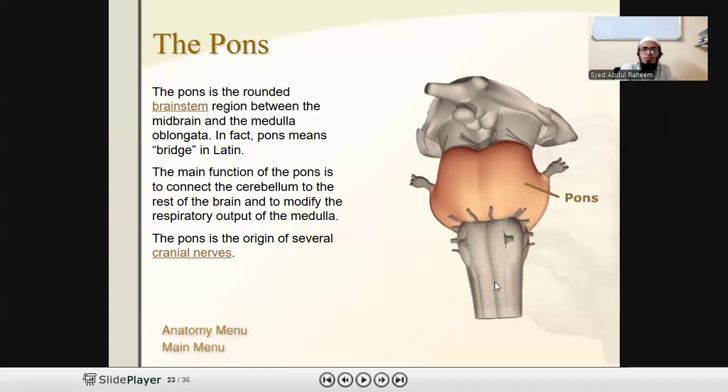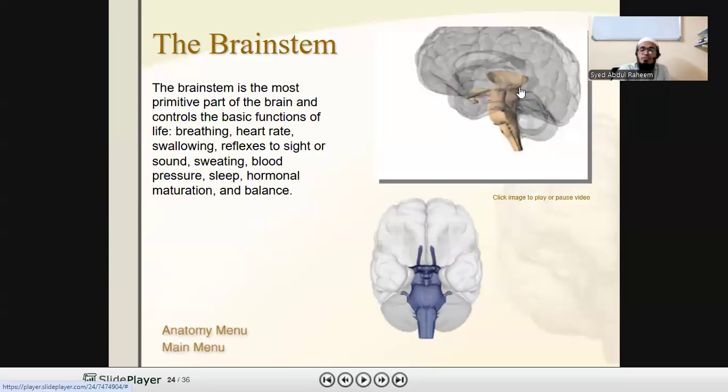The pons, this is the medulla oblongata, this is the pons. The pons is also very important. It has respiratory output, and it has cranial nerves also here, and the brainstem. After that, medulla oblongata, pons, brainstem. The brainstem is also very important for breathing, heart rate, swallowing, reflexes, everything.